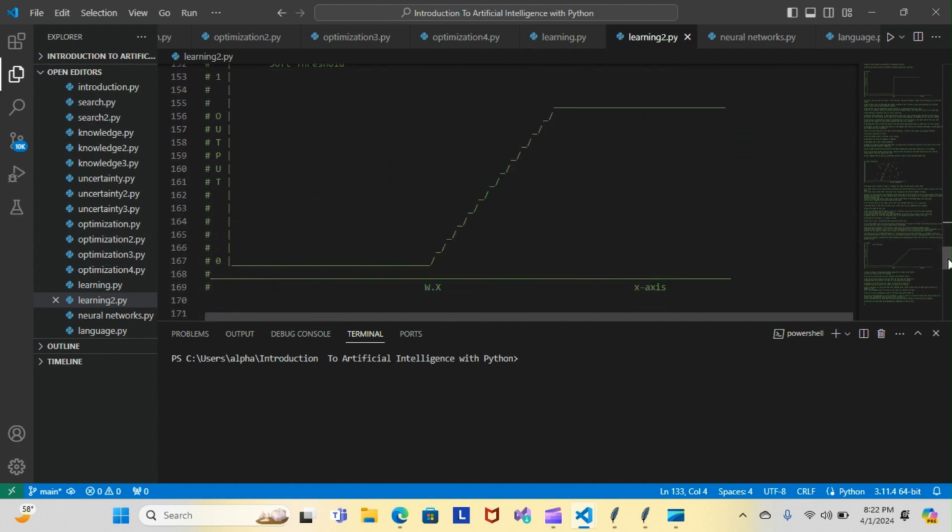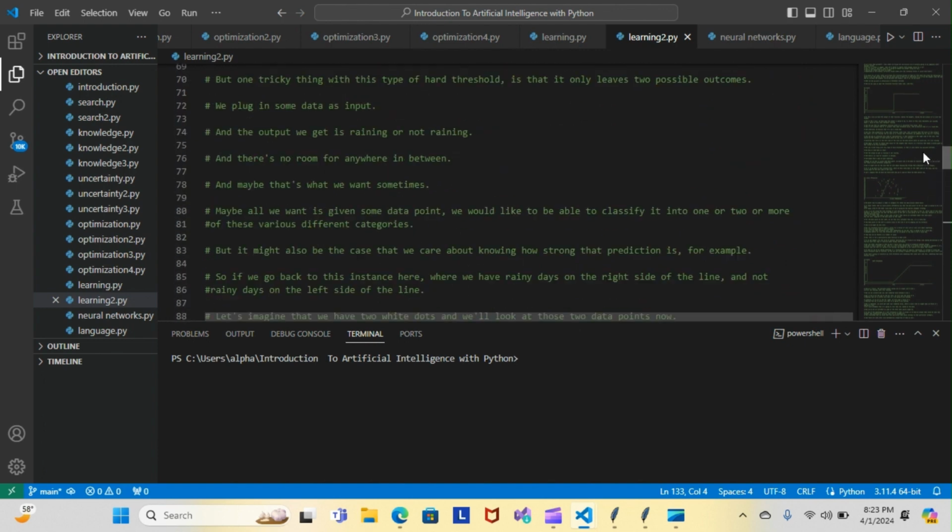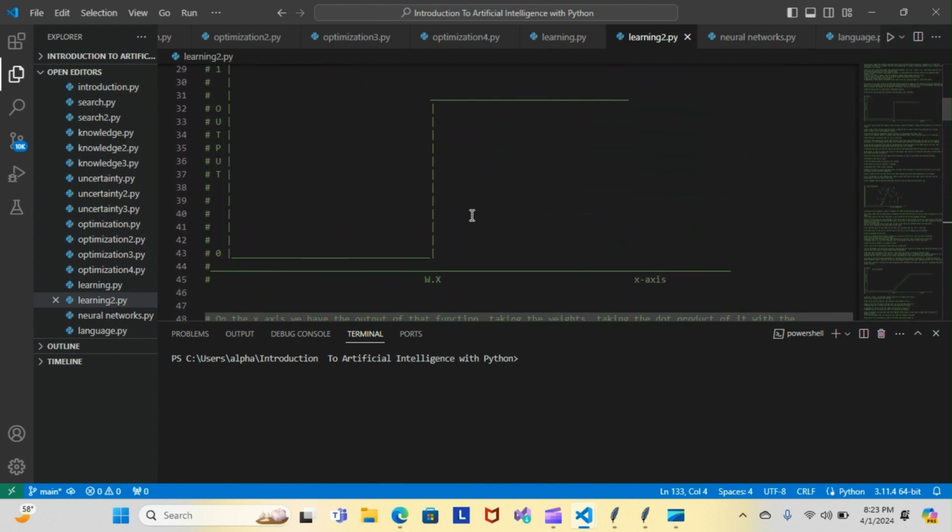So this will be our soft threshold here. As you can see, this was supposed to be a curve, but I am using VS Code, so we don't really have a curving feature here, so I curved it the best I could. But if you compare this soft threshold to our hard threshold, you can see we have a lot more wiggle room.